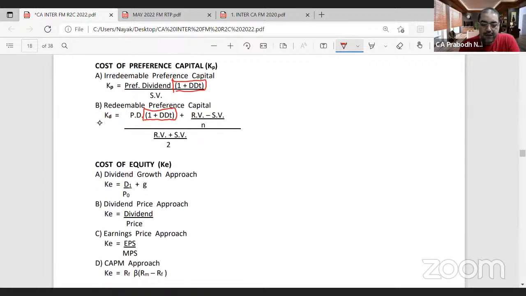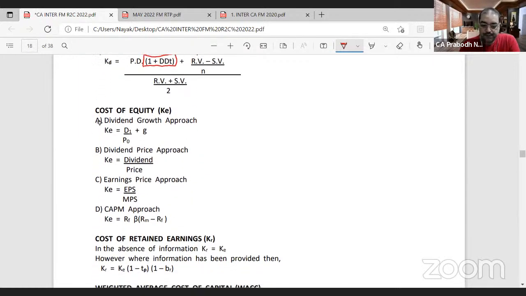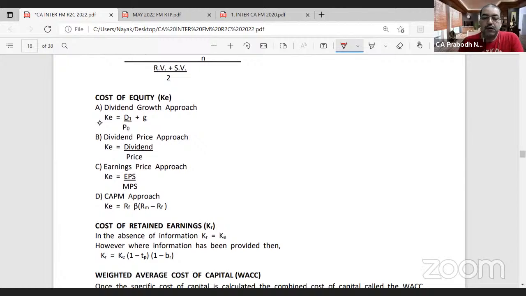Cost of equity, we have different formulas here. Cost of equity, dividend growth approach. Now both these approaches are called Gordon's approach. If it is Gordon's growth approach, then it is the first one. If they say Gordon's price approach, it is the second one. Gordon's dividend growth approach, first one. Gordon's price approach, second one. But both are given by Gordon only.